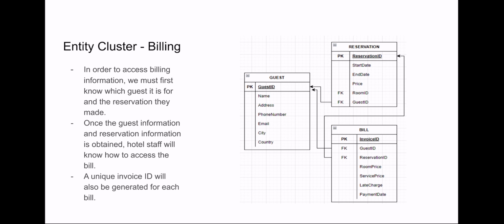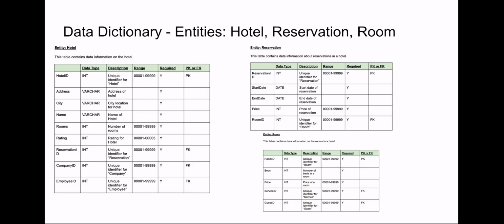In this slide, we have data dictionary, entities, hotel, reservation, and room. For entity hotel, we have hotel ID, address, city, name, rooms, rating, reservation ID, company ID, and employee ID. For reservation, we have reservation ID, the start date, end date, price, room ID. For the room, we have room ID, beds, price, service ID, and the guest ID. We also included the data type, description, range, required, and PK or FK for each entity.